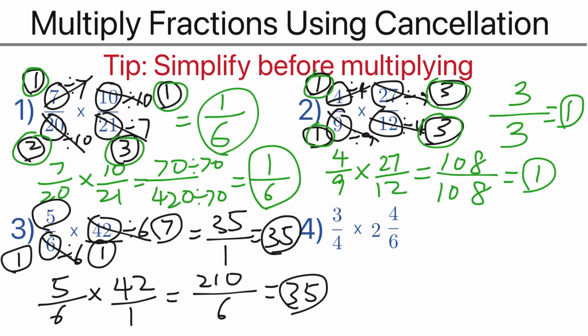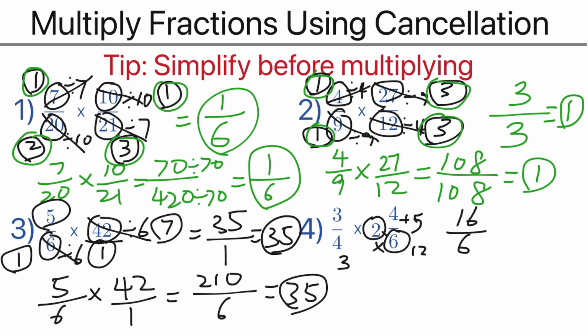For the last example, we have 3 over 4 times 2 and 4 sixths. So here we see that we are multiplying by a mixed number, 2 and 4 sixths. The first step is to convert the mixed number to an improper fraction. The way we would do that is we would first take the 2, multiply by the 6, and then add the 4. So 2 times 6 is 12, and 12 plus 4 is 16. So this will become 16 over 6.